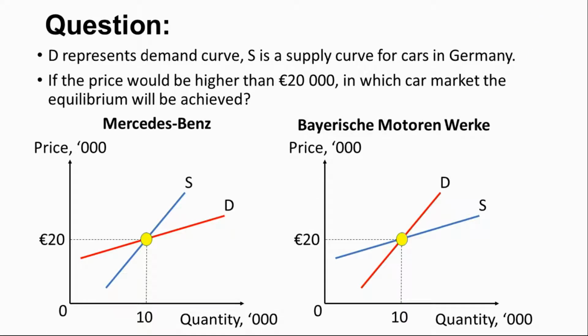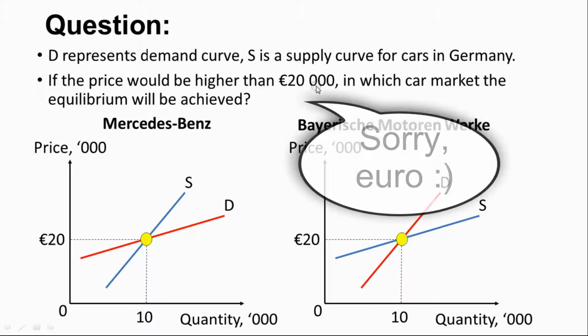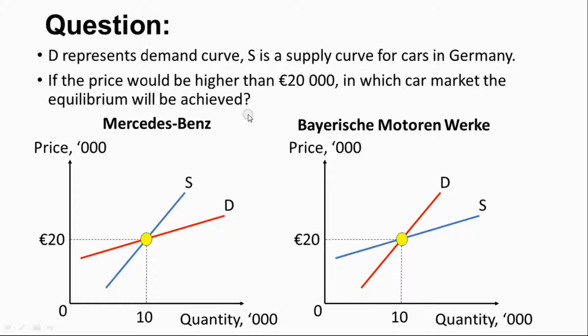This is a question. D represents the demand curve, and S is the supply curve for cars in Germany. If the price would be higher than €20,000, in which car market will the equilibrium be achieved? You have two different car markets. The first one is Mercedes-Benz. The second is Bayerische Motorenwerke. I'm sure that you know this brand.